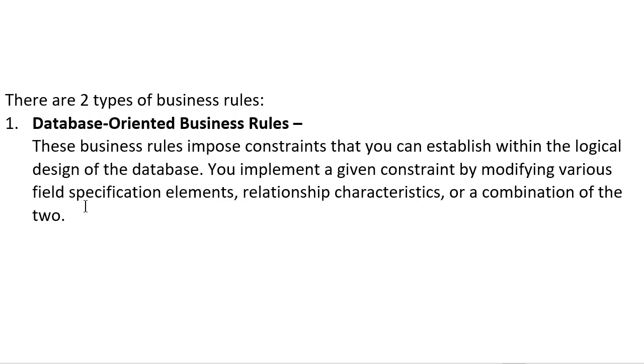Field specification elements, we've seen a couple of different ways where we could do lookup tables. Maybe we want to make sure that certain data could go into that field and we don't want the user typing in anything extraneous. So we would have a table that just has the items that they can choose from, and that way we've implemented that constraint. So a business rule is database oriented if you can meaningfully and clearly establish the constraints within the database. Right? So it has to be something that you can do within the database.